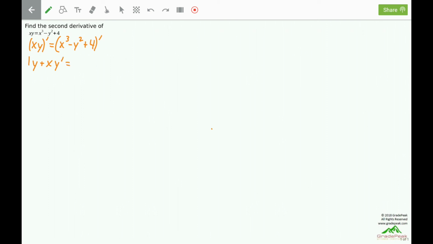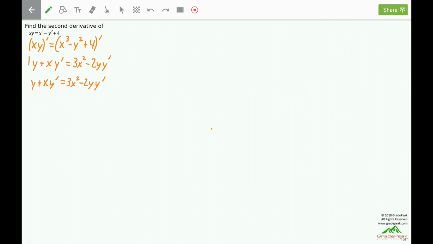On the right side we have the derivative of the first term. It's a power rule, 3x squared, minus the derivative of the second term is also a power rule, but then we have to multiply by y prime to complete the chain rule. Every time we take the derivative of a y term, we have a y prime multiplying it because of the chain rule. The derivative of the 4 is a 0. So I have y plus xy prime equals 3x squared minus 2yy prime.